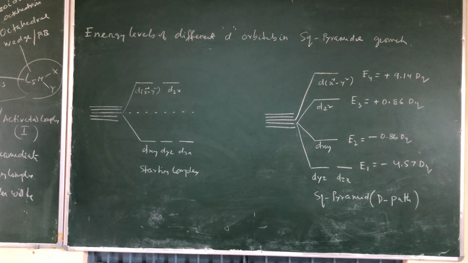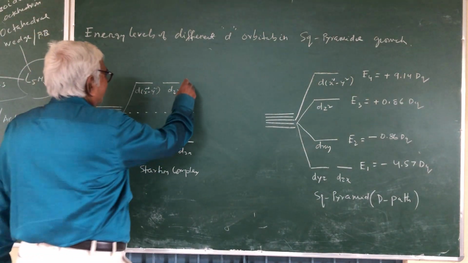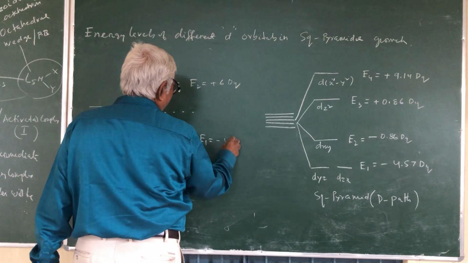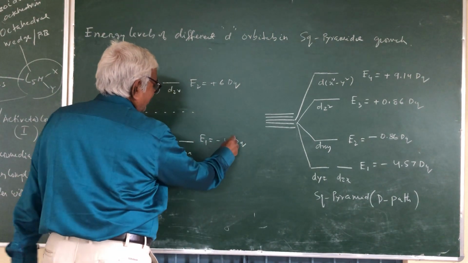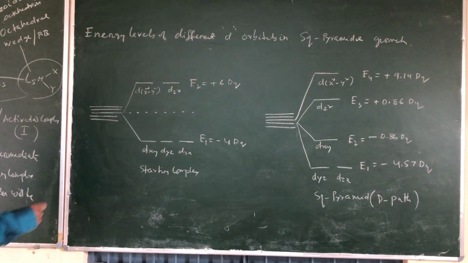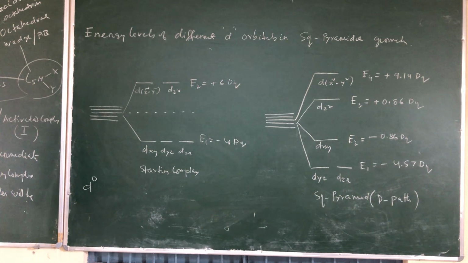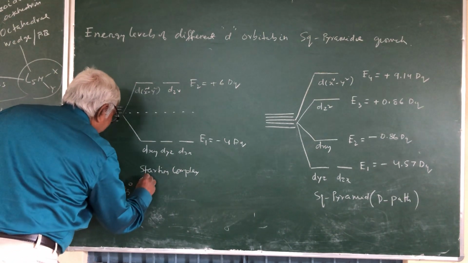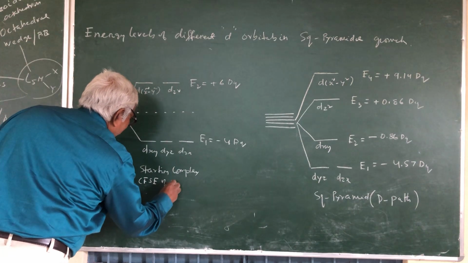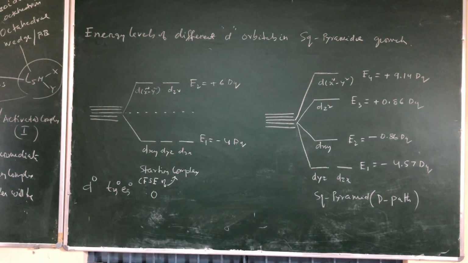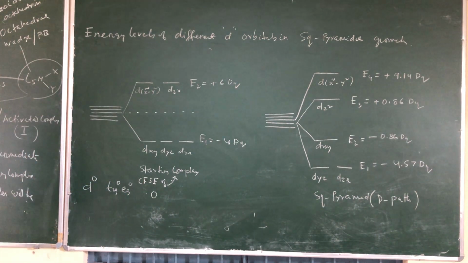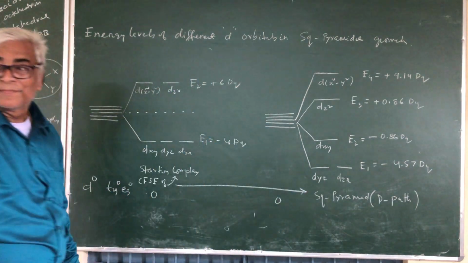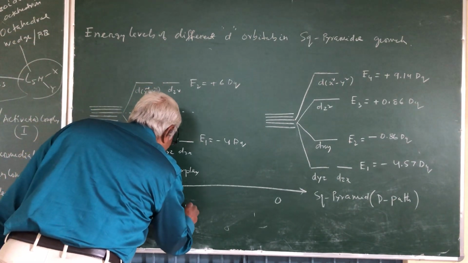Now the starting complex. The starting complex energy is plus 6 Dq, the intermediate energy is minus 4 Dq. Now if you take a d0 system, it is 0 in t2g and 0 in eg. So the crystal field stabilization energy of the starting complex is 0. Since there is no electron, the CFSE is 0 for the starting complex and for the intermediate it is 0 also. So the crystal field activation energy is 0.